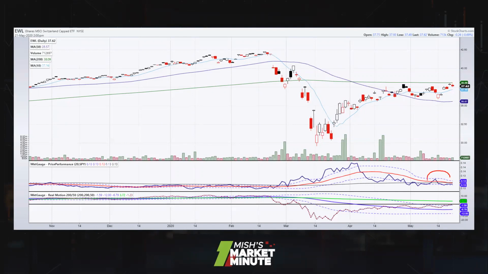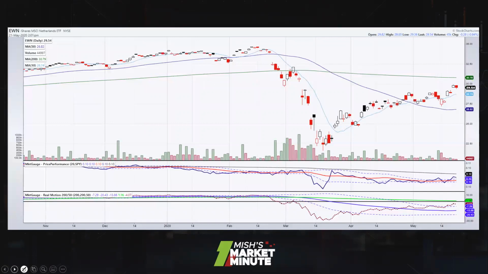But if we go down here, it has started to underperform the US benchmark, but the momentum is hanging tough. It still needs to give us a little bit more, and that would probably be the point where it might get close to the 200-day. And then, of course, what we really want to see is for the real motion to cross the 200-day as well. So what I would say at this point, pass, and we can watch it.